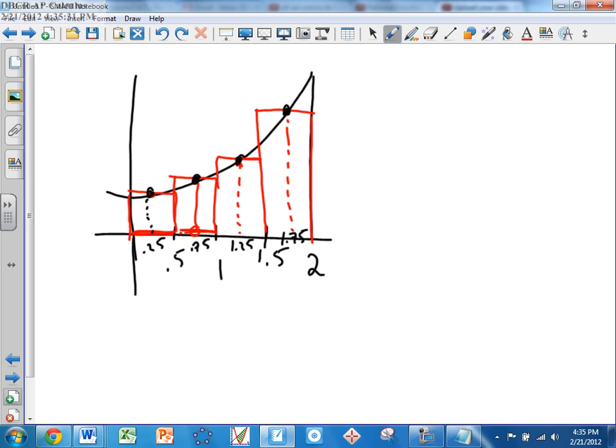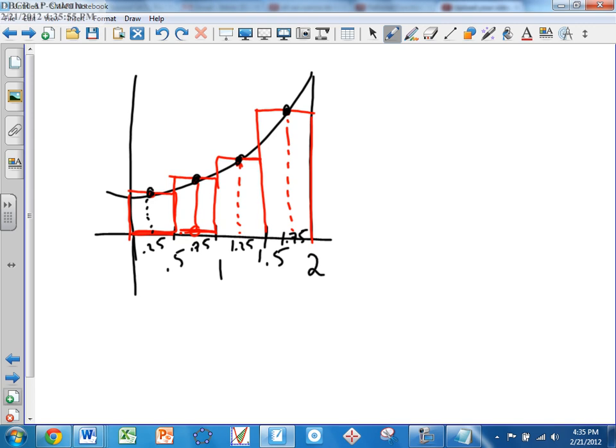Again, when I plug these in to find the height of the function, to find this height, I'm going to have to run 0.25 through the function. To get the height of this rectangle, I'm going to have to now run 0.75 through it. To get the height of this rectangle, I have to run 1.25 through the function. To get the height of this rectangle, I have to run 1.75 through the function. It just becomes a little bit messy.